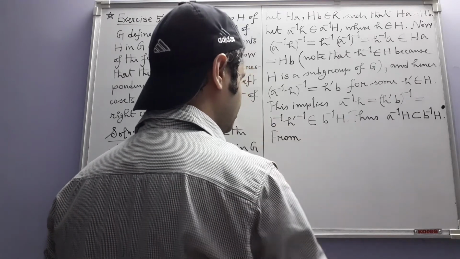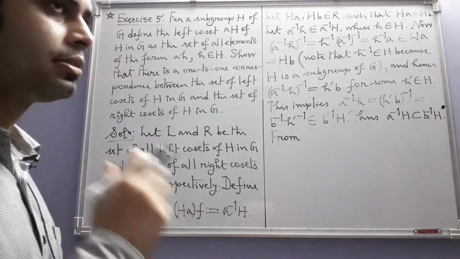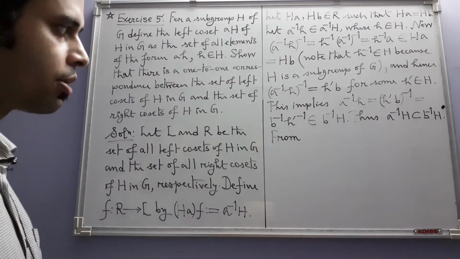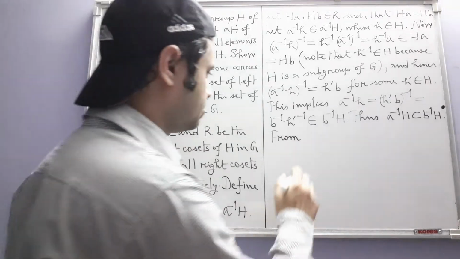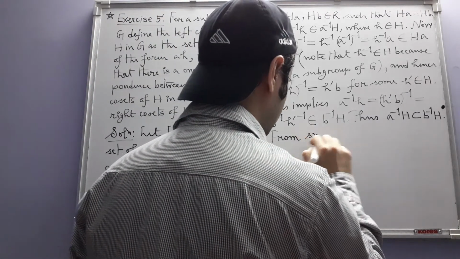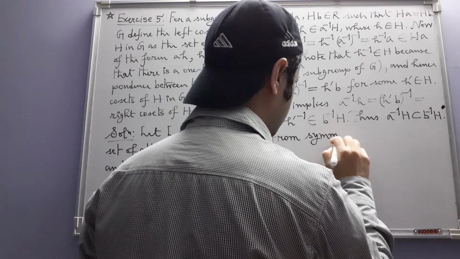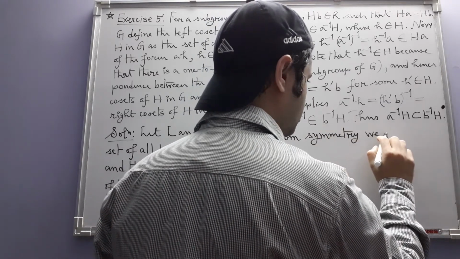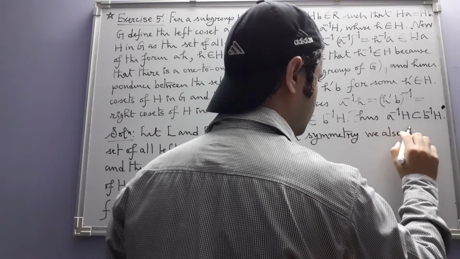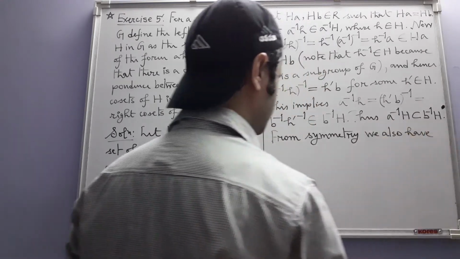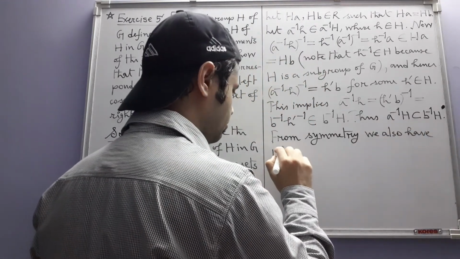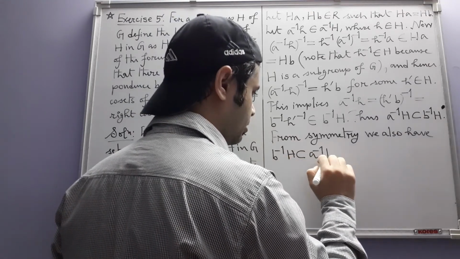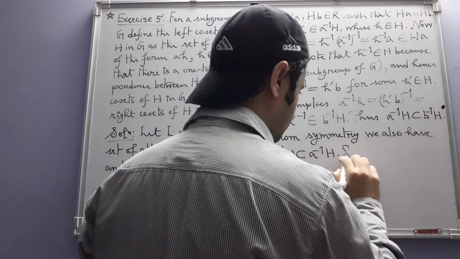Now, instead of writing elaborately that since the situation is symmetric with respect to A and B, we can write in short, from symmetry we also have B inverse H contained in A inverse H.